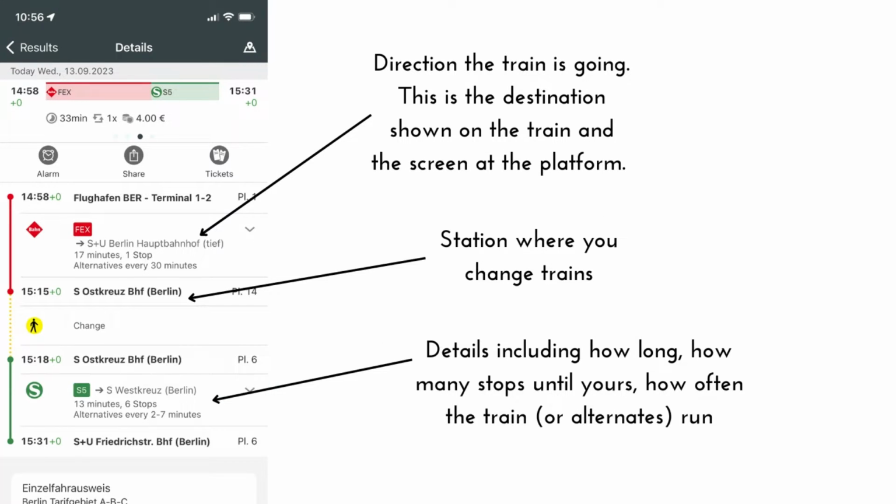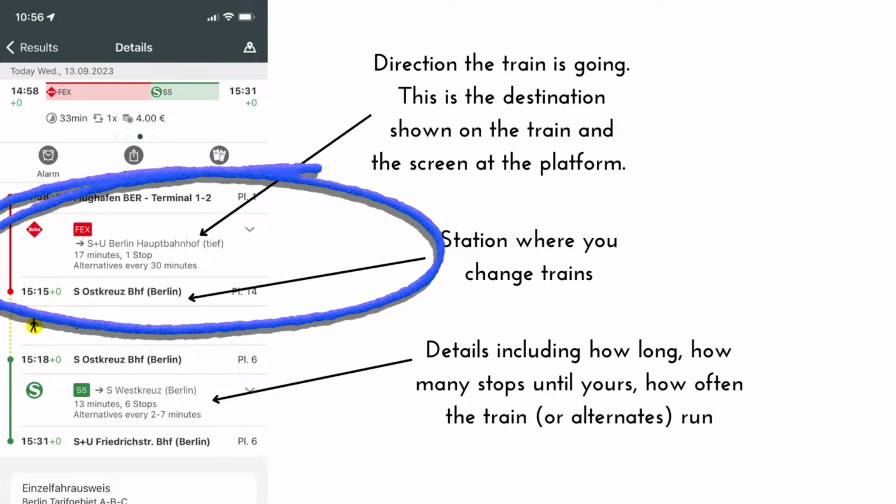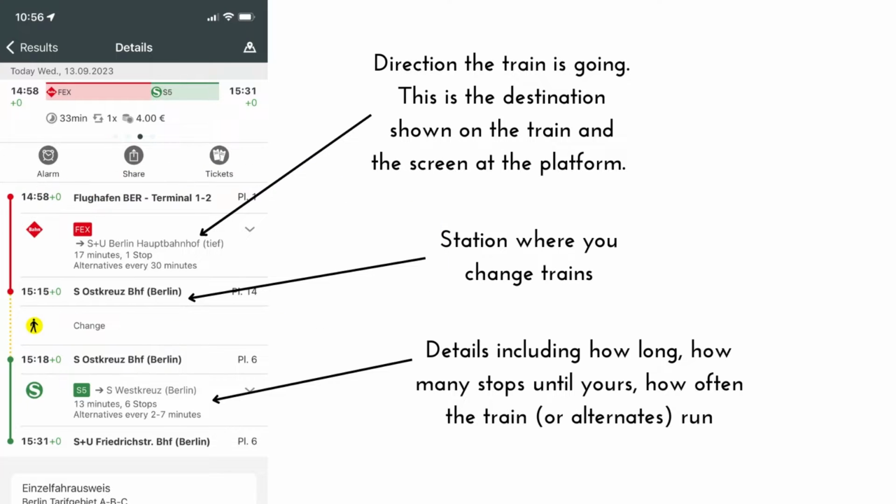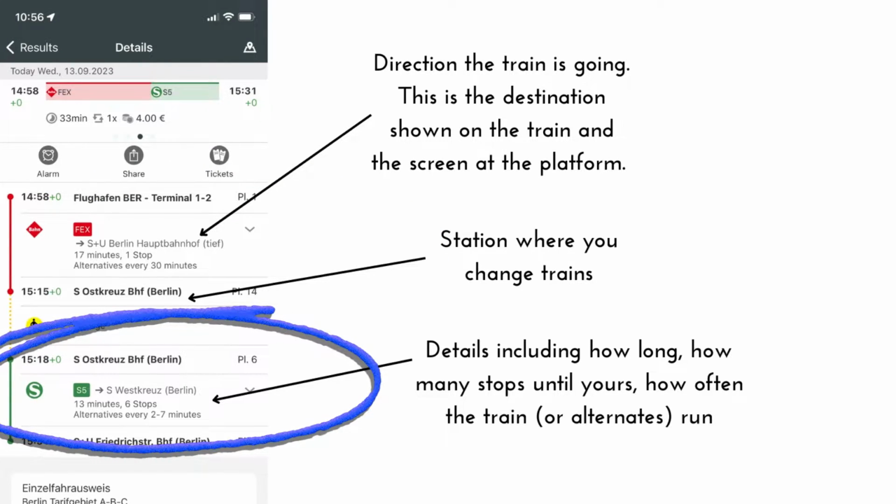If you do have to take a route that involves making any changes, this is what you're going to look at. You can see the FEX train going towards Berlin Hauptbahnhof, and you have to get out at Ostkreuz, and that's where you make your switch. And you're going to change to this S5 S-Bahn.